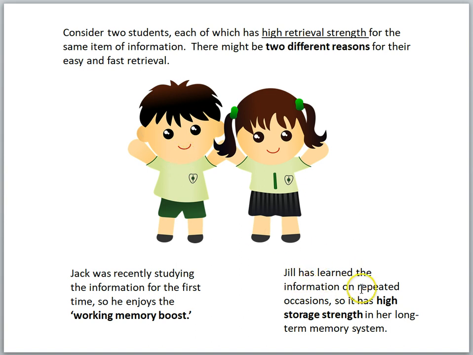Jill has learned the information on repeated occasions, right? So repeated consolidation events. So that piece of information has high storage strength in her long-term memory system. So she has high retrieval strength because the information is well stored in her long-term memory system.